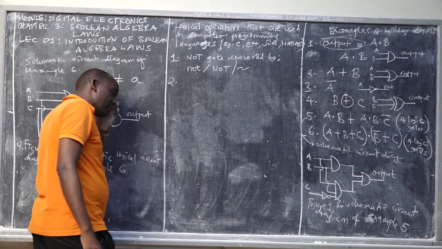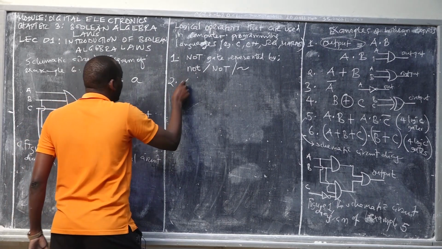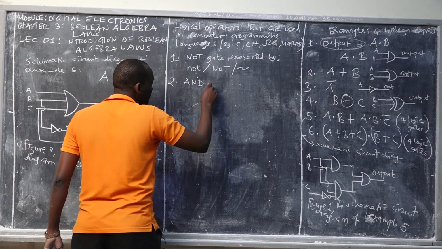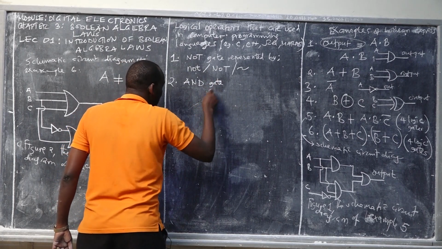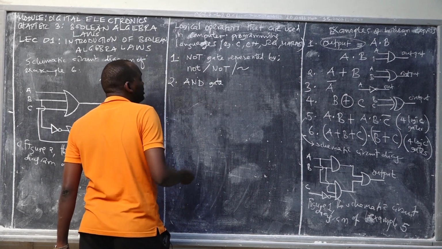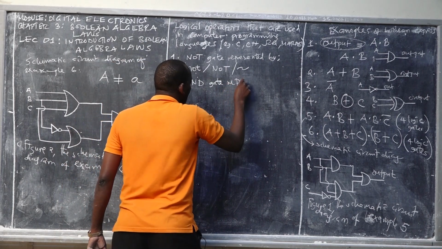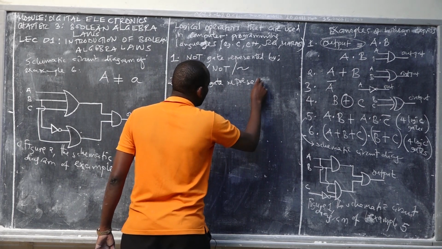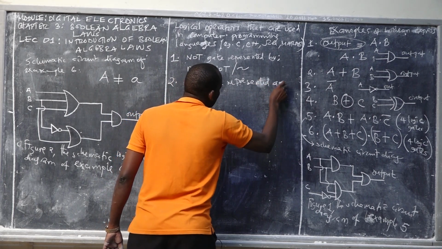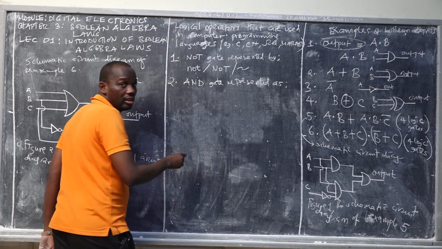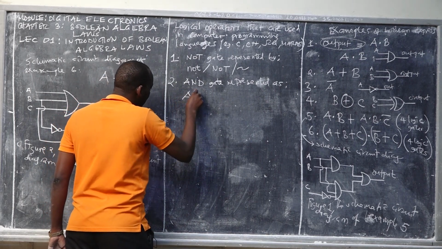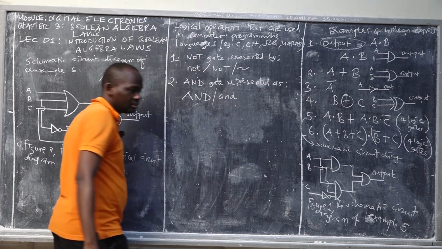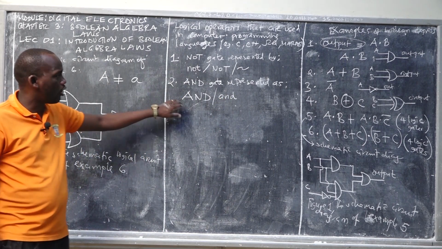Also in computer programming, we have the AND operator. The AND operator performs the same function as the AND gate. In a programming language it is represented as AND with capital letters, or and in lowercase. So these are the operators.